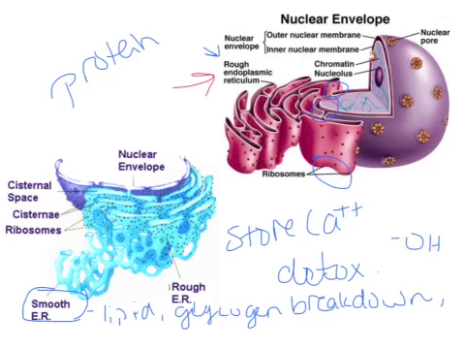So rough endoplasmic reticulum is modification of proteins. Smooth endoplasmic reticulum makes phospholipids, breaks down glycogen, detoxification. In muscle cells will store calcium.